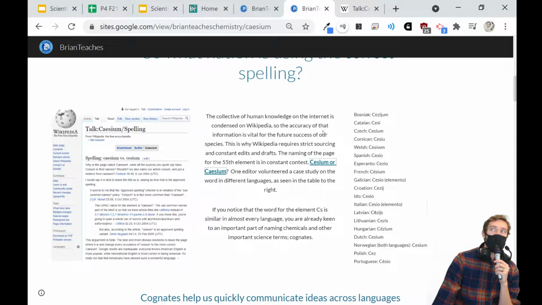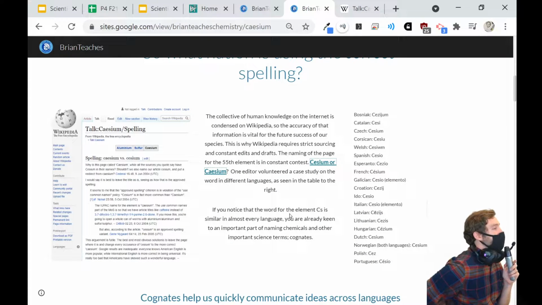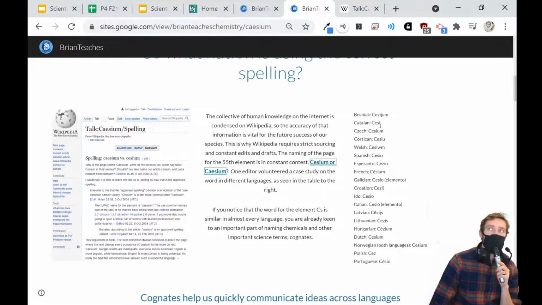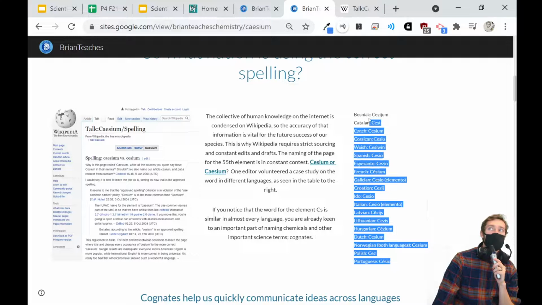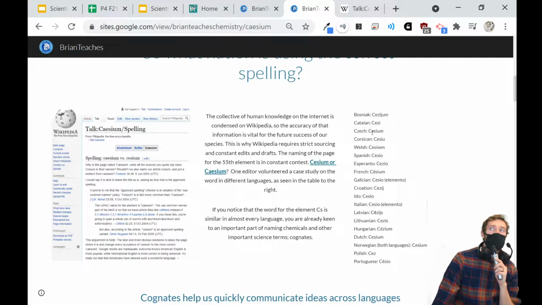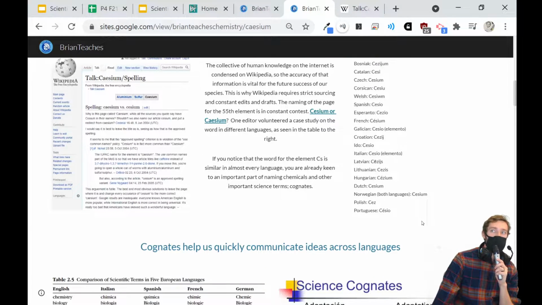Wikipedia is very comprehensive. So we have to figure out, well, who's right? Who's right here? Well, if I looked at different languages, they have different spellings of cesium. But what spelling is more popular? Is it the ES or the AES? Almost all these other languages seem to be ES. Cesio, Cesio. It's all the CES version.